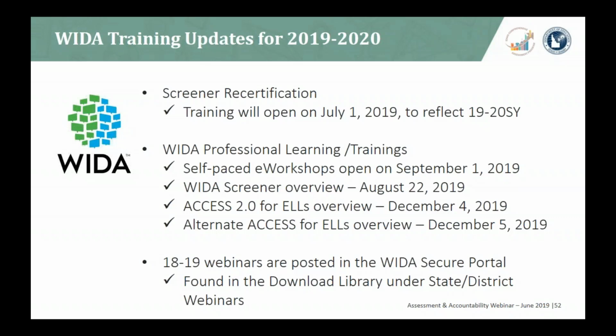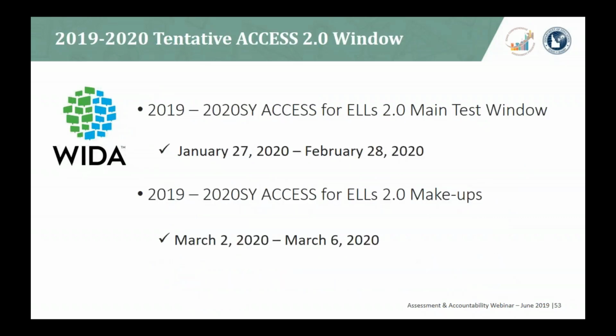We currently have identified tentative dates for the main ACCESS for ELLs 2.0 test administration, along with the ACCESS makeup administration date. For the main test administration window, we have a start date of January 27th through February 28th, 2020. The last week of the testing window is recommended for makeup sessions and is slated for March 2nd through March 6th. Again, these dates are tentative and will be solidified in the coming weeks. So we look forward to another successful testing session. And if you have any other questions, please reach out so we can get those answered.